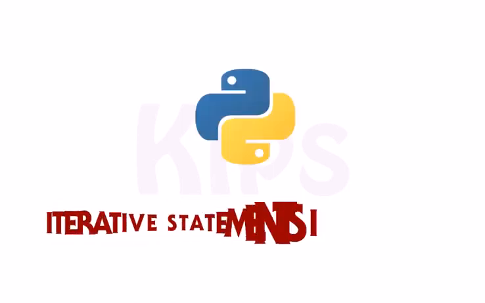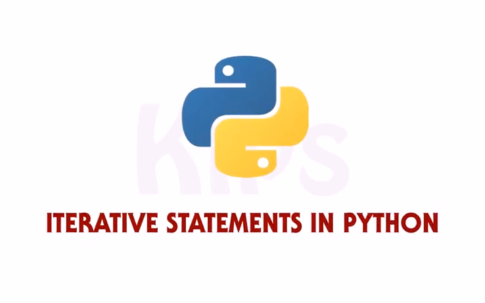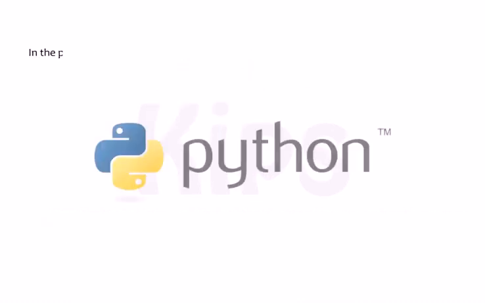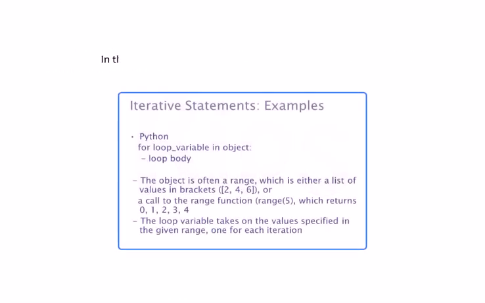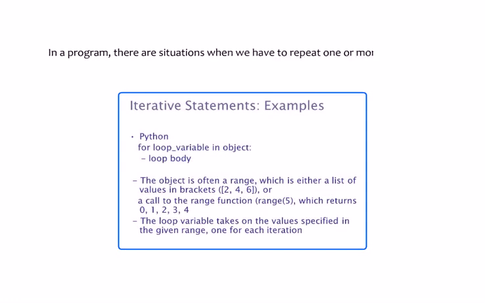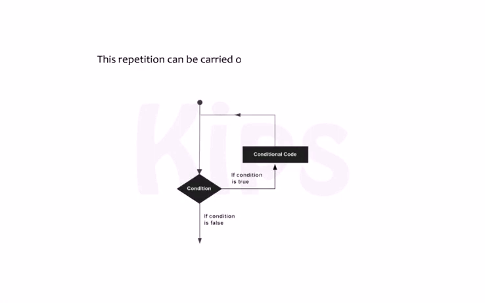Hello students, this chapter explains the iterative statements used in Python. In the previous lesson, you reviewed the basic concepts of Python, its functions, operators and conditional statements. In this chapter, you will learn about the iterative statements. In a program, there are situations when we have to repeat one or more statements many times. This repetition can be carried out using loops in programming.